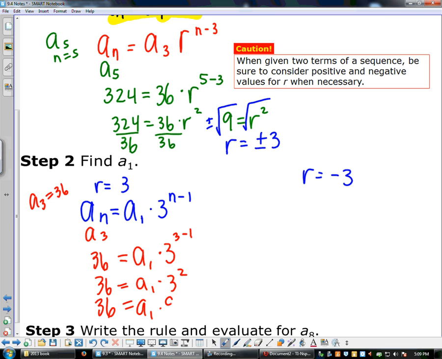A sub 1 times 9, and if I divide by 9 on both sides, in this case, when r was positive 3, my first term could have been positive 4, and that's from 36 divided by 9.